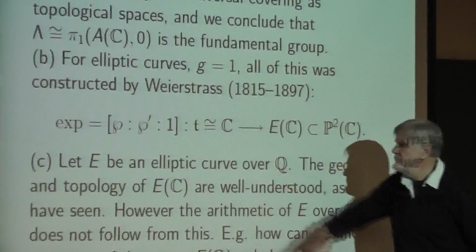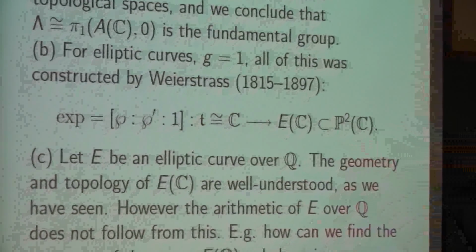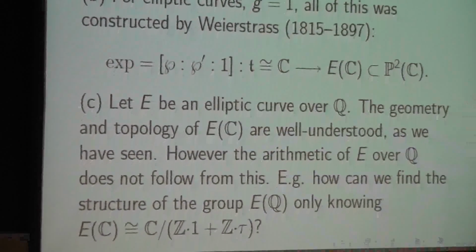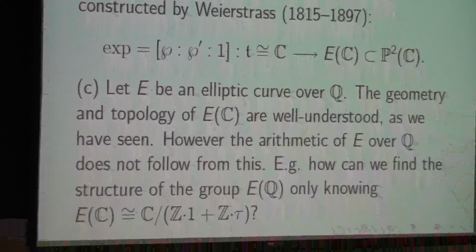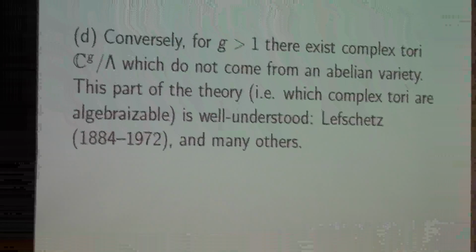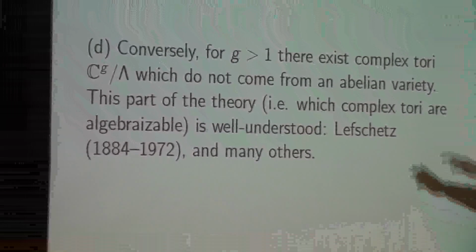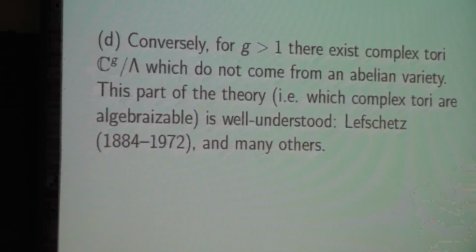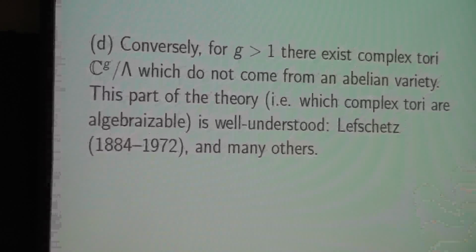Okay, so this is what I want to say. So this is our Weierstrass P function, this is an elliptic curve. The geometry and topology of E(C) are well understood, but the arithmetic of E is really hard. Then, for g bigger than 1, there are complex tori, which are not algebraizable, but that theory is very well understood by now.